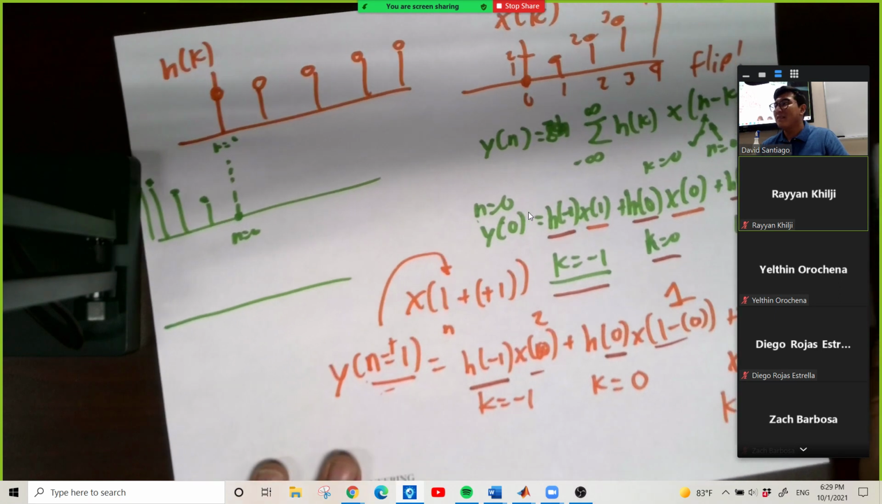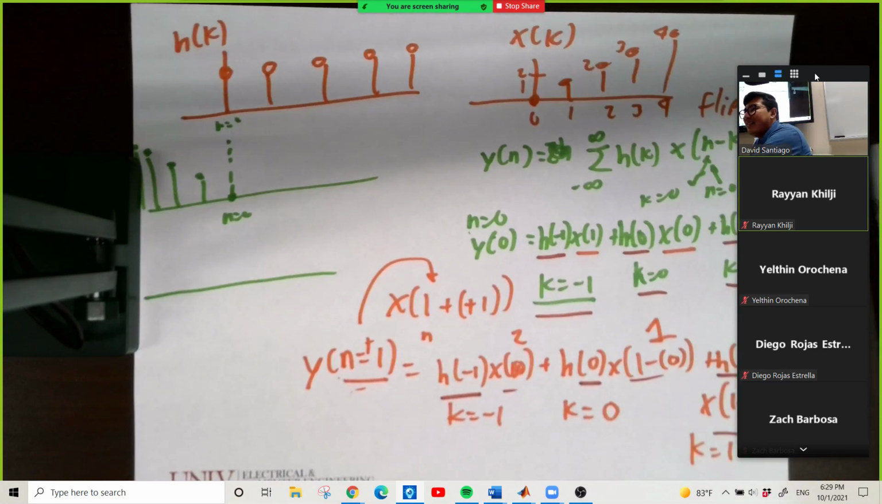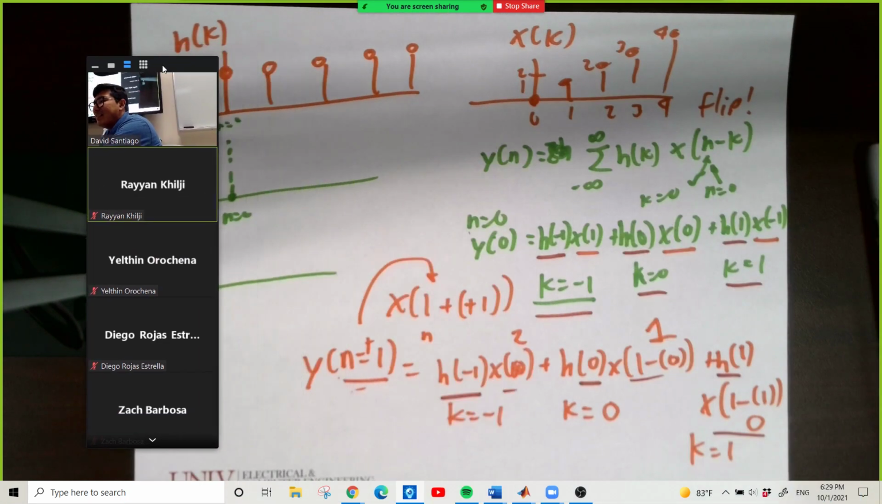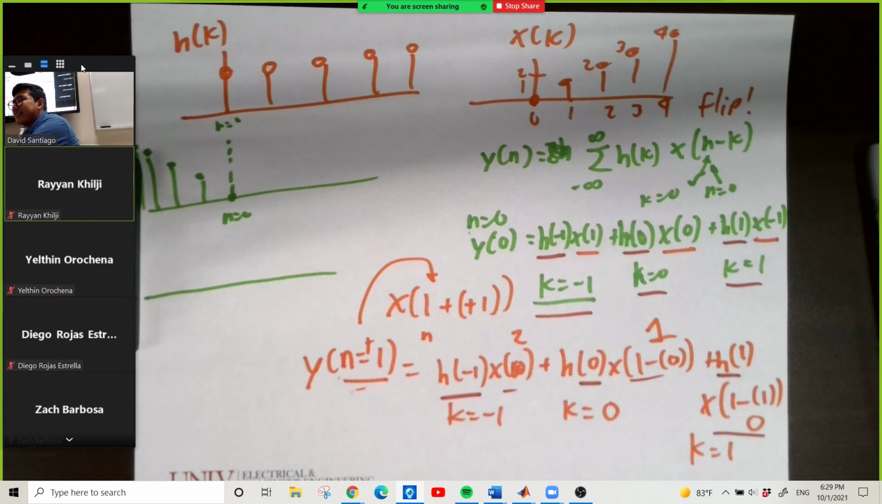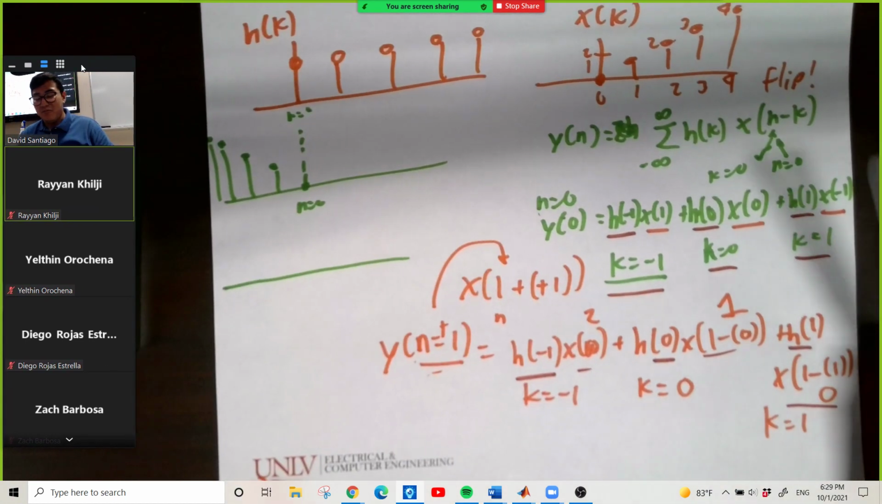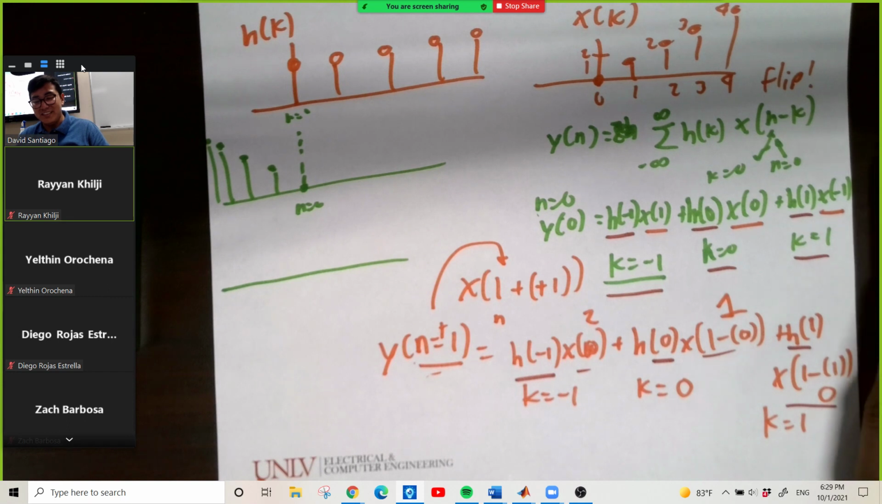Yes? Can you move the video sharing to the left side? Everything is covering some of the work there. There you go. Easier? So I wanted to do it right here, but okay.